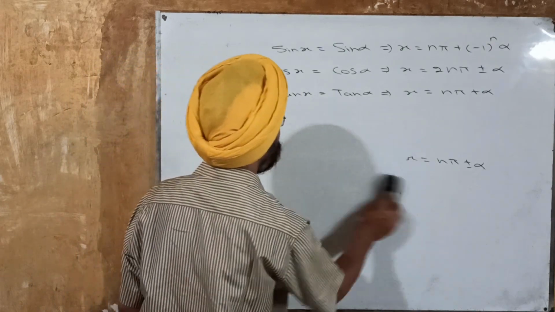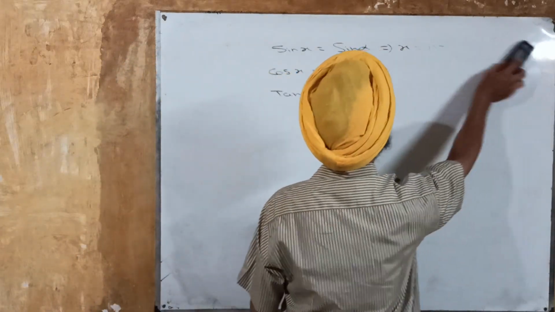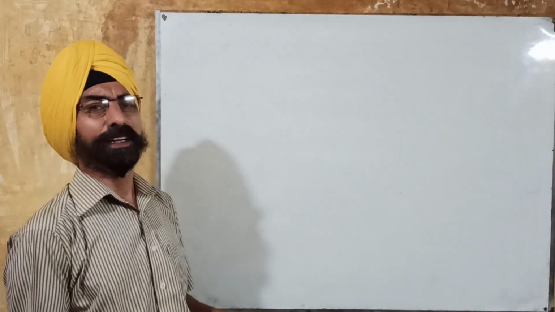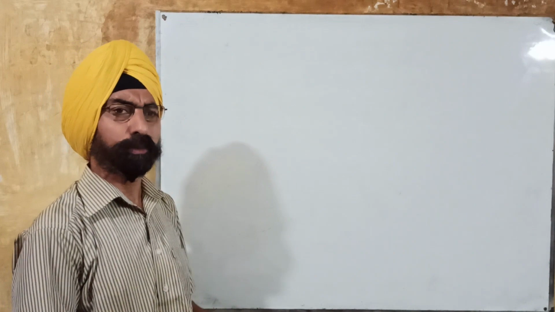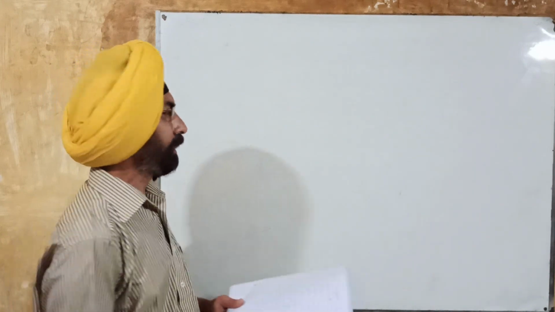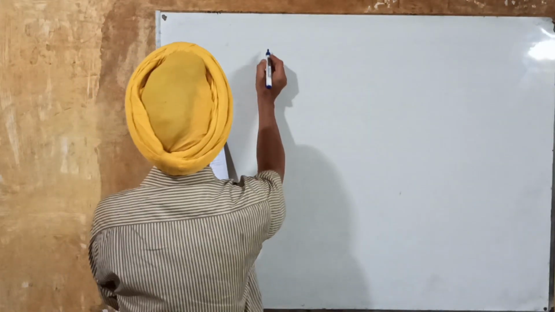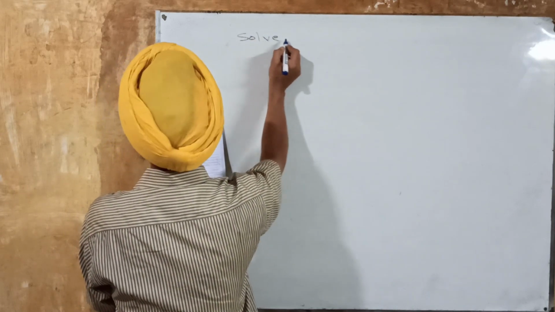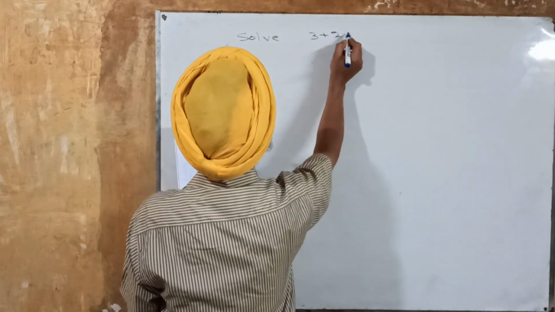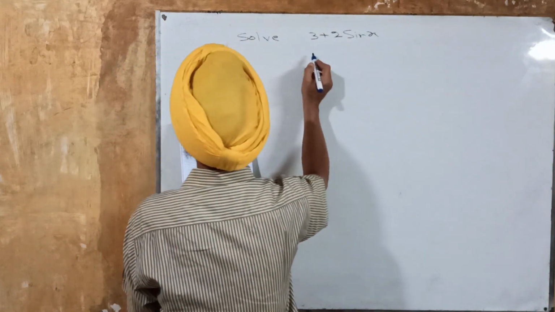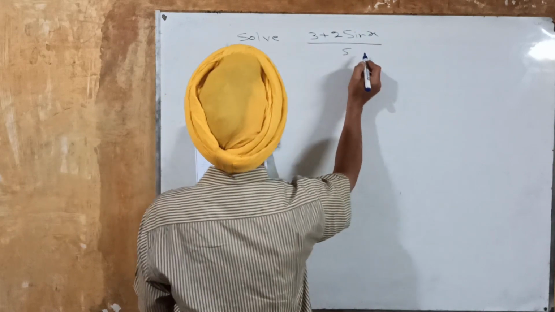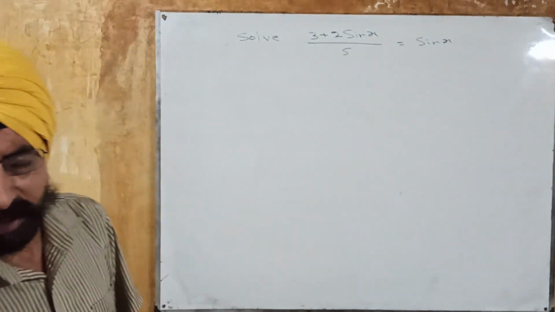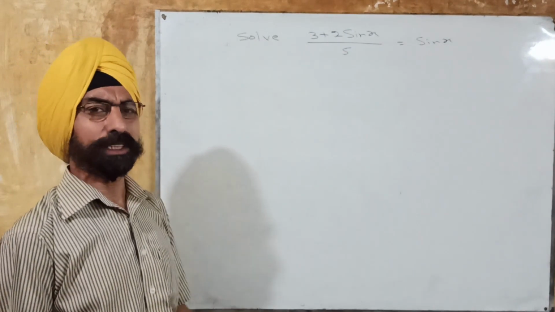So I am going to start now the questions. The starting of the questions will be from easy, and then we will slowly move to the difficult problems, to the tricky problems. So the first question which I am going to take today is: solve 3 plus 2 sin x upon 5 is equal to sin x. We have to find the general value of x which will satisfy this equation.